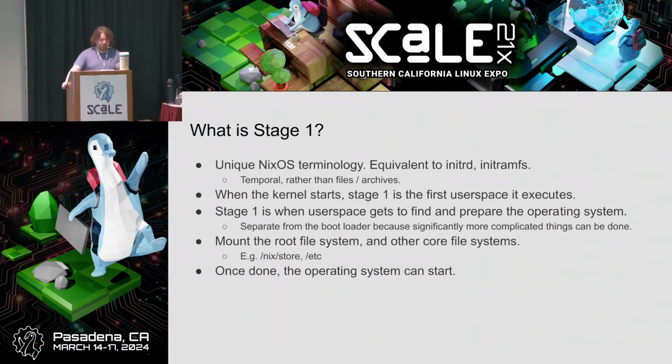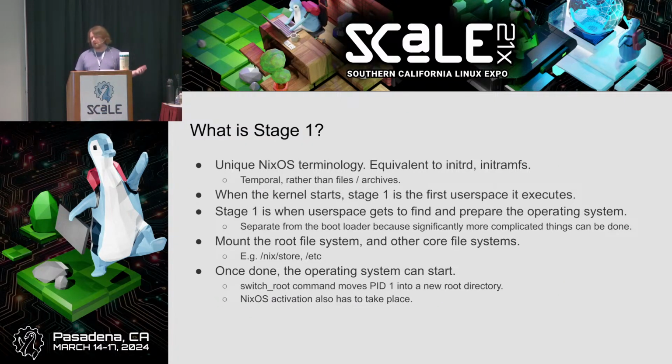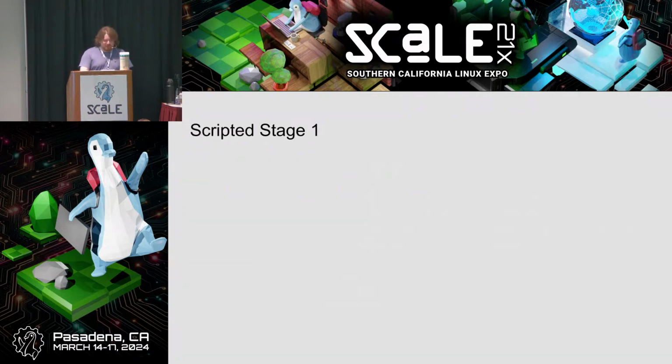Once all of this is done, the operating system can start, and that means that we will find the init process for stage 2, and we'll switch root to the new root file system and exec that as PID 1. And now the actual operating system gets to start, and we leave the realm of stage 1. Also, you do have to do NixOS activation, which, when that happens, depends on if you're using the old initrd versus the new initrd. We can talk about that later.